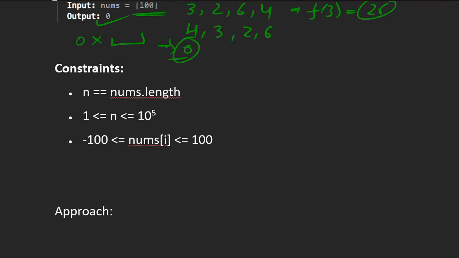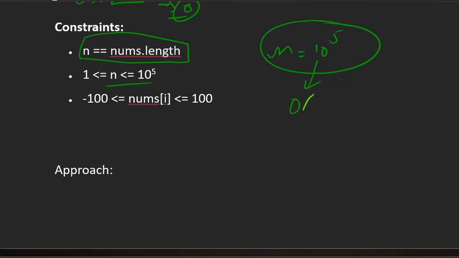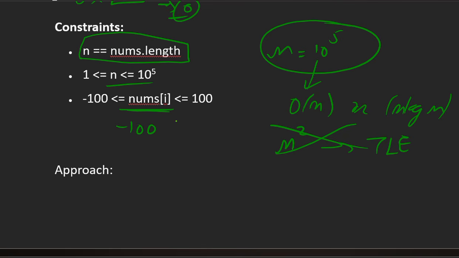So let's see the constraints. n, which is nums.length, basically the number of elements in the nums array, can be up to 10^5, right? So we have to think of some solution of either O(n) or O(n log n). O(n^2) will give us time limit exceeded, so n square can't be used. Each element in the array can be from minus 100 to 100.